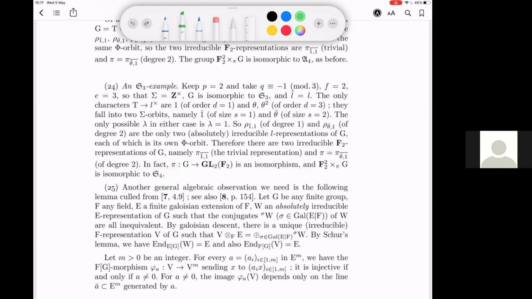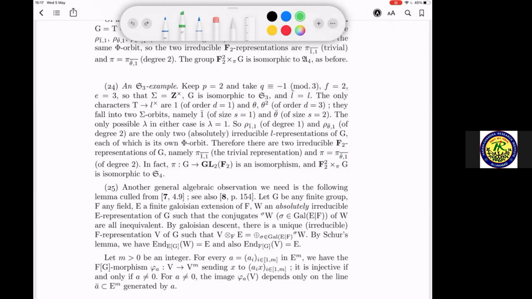Sir, this degree of irreducible F2 representation also depends on the sigma element, sigma orbit. Am I right? That's right. But the sigma orbits here consist of one element each. So there's no orbit which has more than one element. In other words, the action of sigma is trivial. That's right. So that's something which is not very difficult to check.